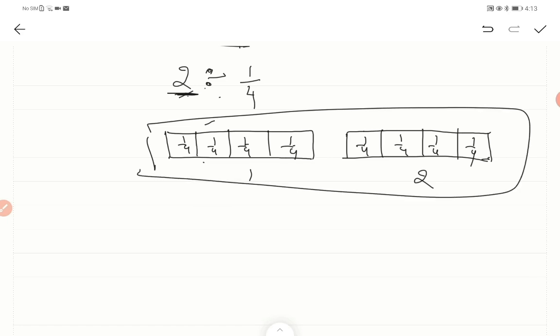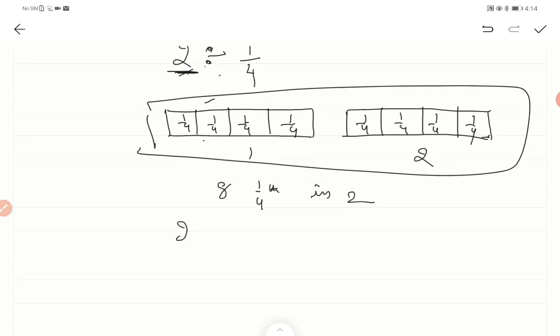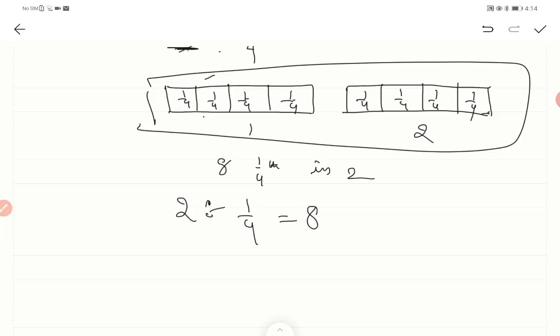So these 2 wholes are divided into 8. What you can say, you have 8 one-fourths in 2. Alright, this means that 2 divided by 1 by 4 gives you 8. If you count, 1 2 3 4 5 6 7 8.